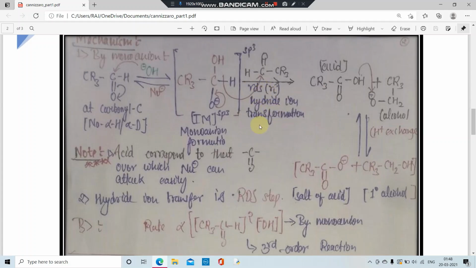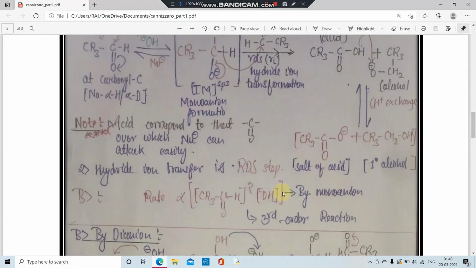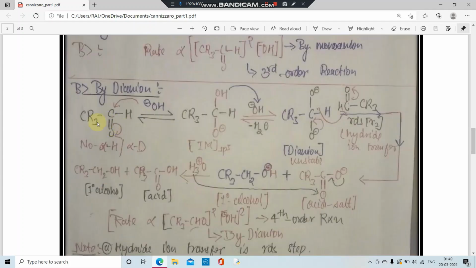from here, the RDS step is the hydride ion transfer step, meaning the hydride ion transfer step is the RDS step. Just remember this reaction. In monoanion formation, we have used two molecules of the given aldehyde and one molecule of nucleophile. So the rate of the reaction is directly proportional to the square of the given aldehyde and one molecule of the given nucleophile, or it is a third order reaction by monoanion. Now, by dianion.